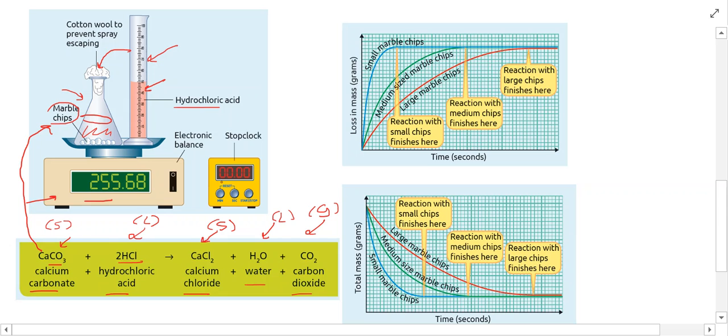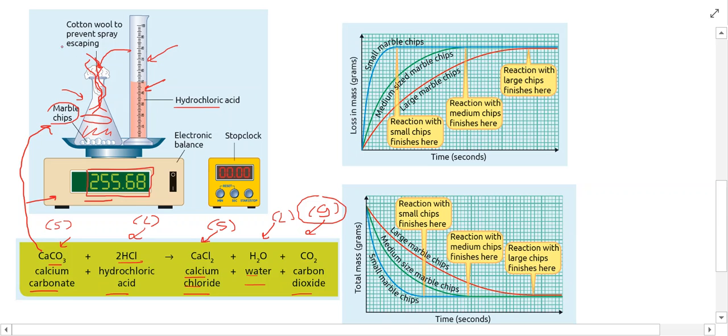Over different periods of time, you're going to measure the change in this mass. The reaction will take place, so the calcium carbonate will react with the hydrochloric acid. It'll produce the products: calcium chloride, water, and carbon dioxide. And the carbon dioxide is a gas, so it will come off and be able to pass through this cotton wool.